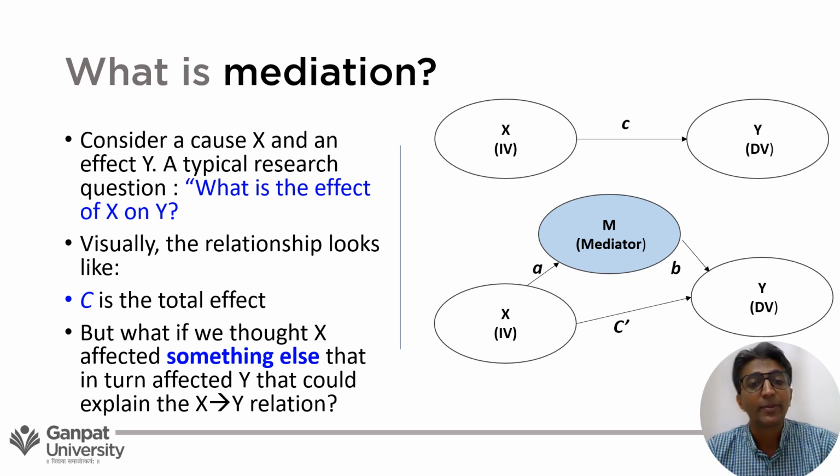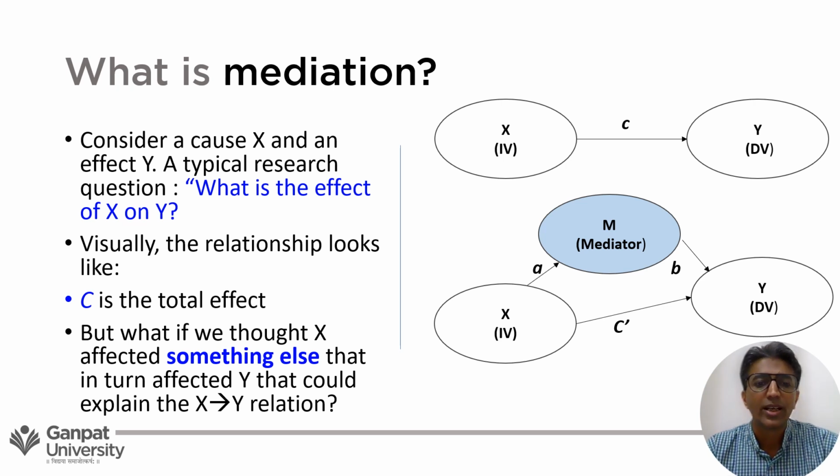That will typically pose a research question, which is: what is the effect of X on Y? If you see the visual representation, how X affects your Y, the relationship is always depicted in the form of total effect, that is termed as C, which is your beta coefficient.